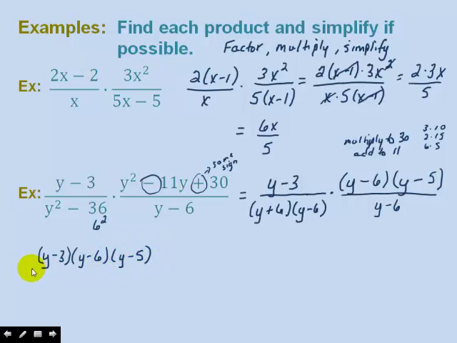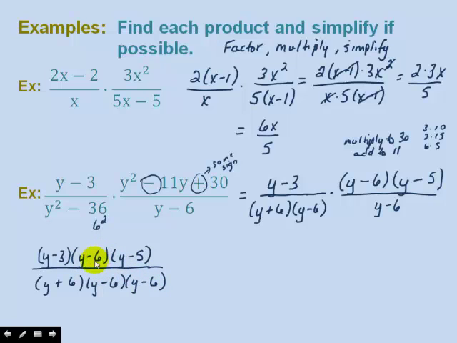So we have (y − 3)(y − 6)(y − 5) in the numerator, and (y + 6)(y − 6). And again, our factor in our second denominator, we're going to put in parentheses so that we know it's a factor. So that's our multiplying step.